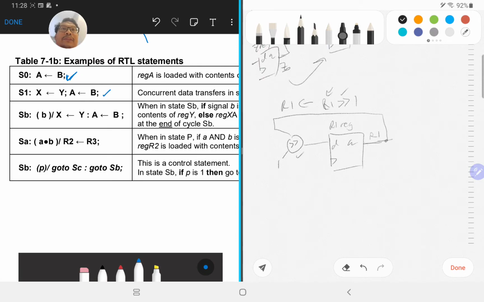The second one is parallel. So in state S1 we do this and this together at the same time. In state S1, at the same clock cycle, we are going to transfer the content of the Y register into the X register, and we are going to transfer the content of the B register into the A register. Now this one is a little bit different. This one is looking at the control.